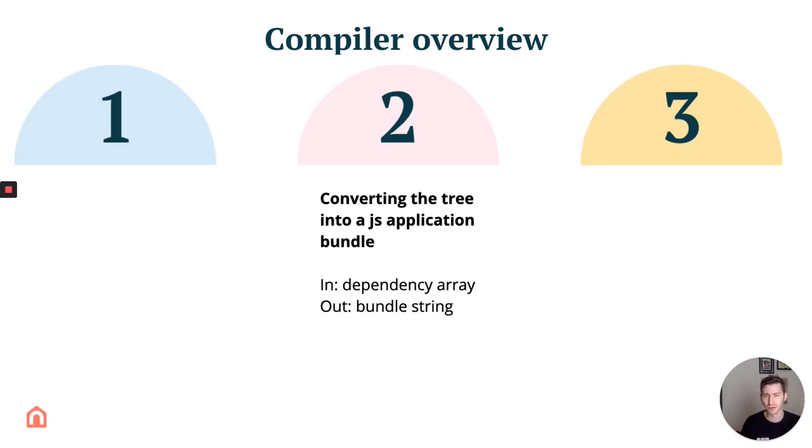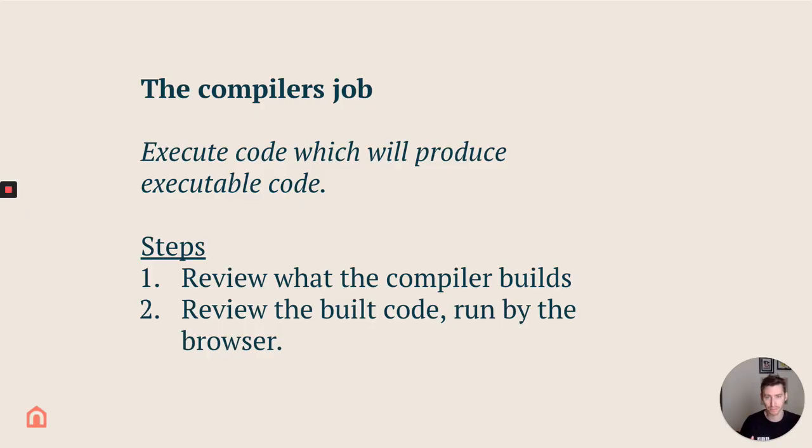Step two, converting the tree into a JavaScript application bundle. So we want to take this dependency array and we want to produce this bundle string. This is actually where most of the functionality comes into it. So the first thing to look at is actually the compiler's job. We're going to be executing code which will produce executable code. So we want to be very clear that there are two different steps and we're going to be looking at them individually. Let's not get too bogged down with everything at once. We're going to first review what the compiler builds, and then we're going to review the built code, which is then run by the browser itself.